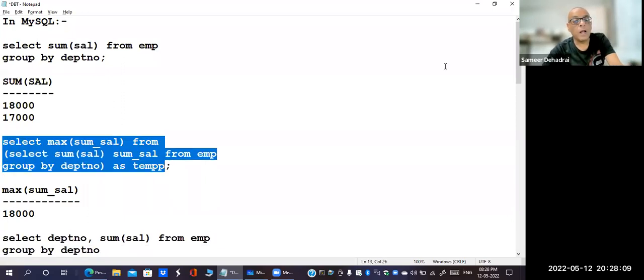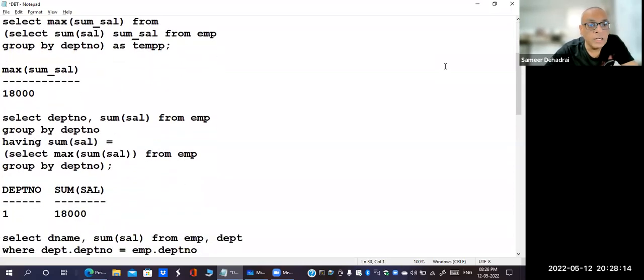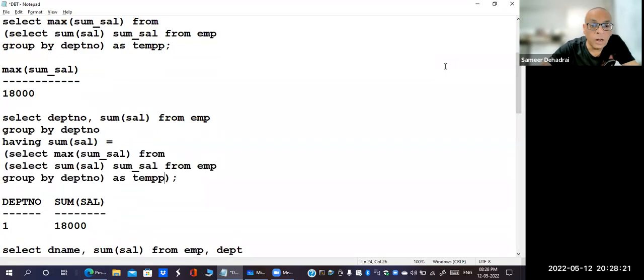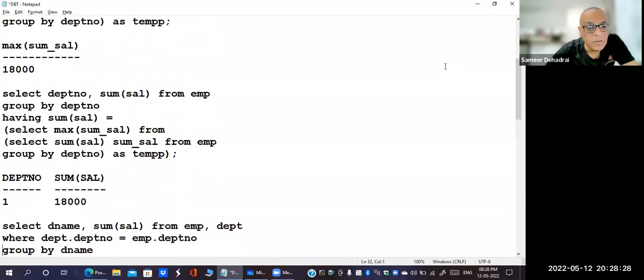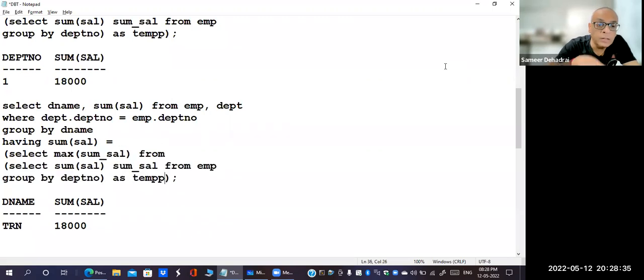And moving on, now that we have found out the highest total, to find out which department is having this highest total, in a subquery, you will type this. And to find out which DNAME is having the highest total, in a subquery, you will type this, and it will show me which DNAME is having the highest total. This is your solution for MySQL.